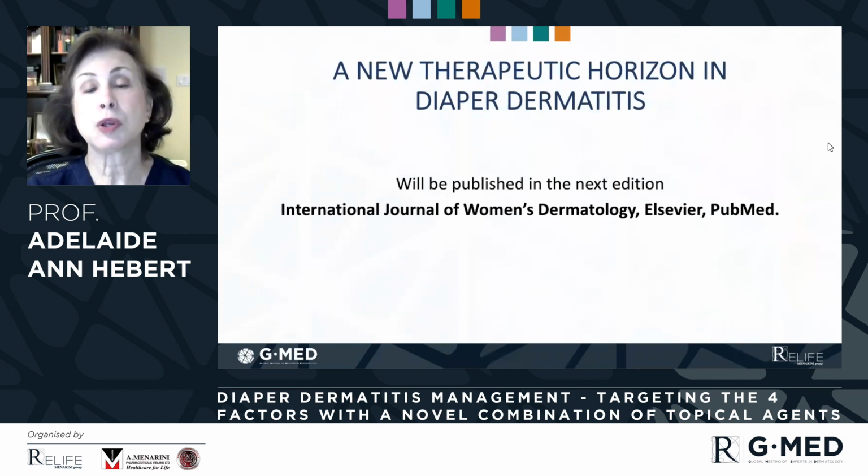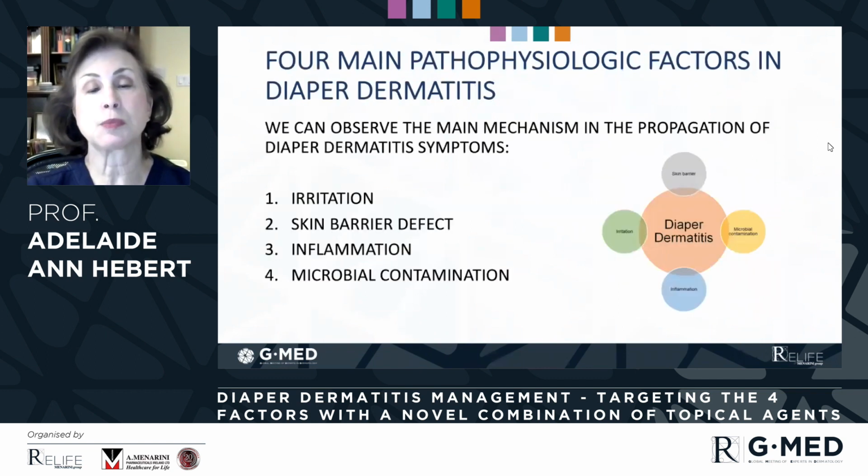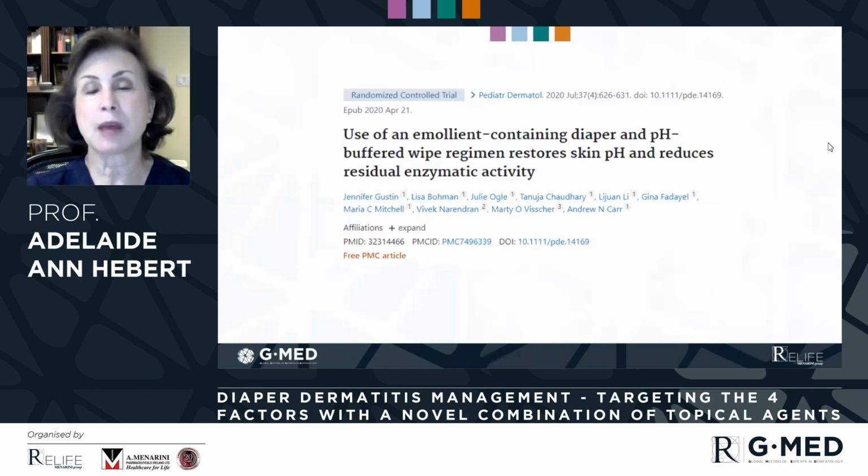There is a new therapeutic horizon in diaper dermatitis, and I will have this article published soon in the International Journal of Women's Dermatology. There are 4 main pathophysiologic factors that result in the development of diaper dermatitis, and these include irritation, a defect in the skin barrier, inflammation, and microbial contamination.